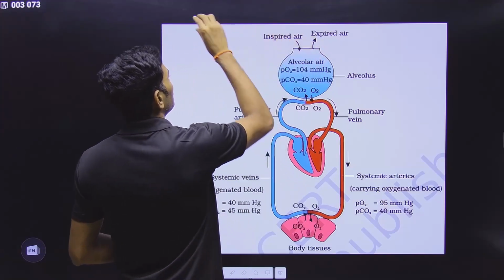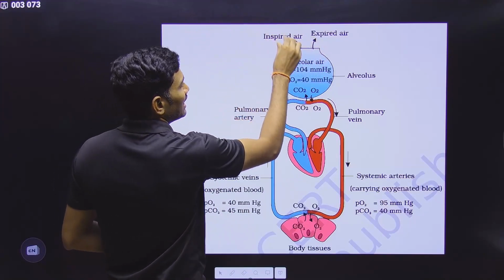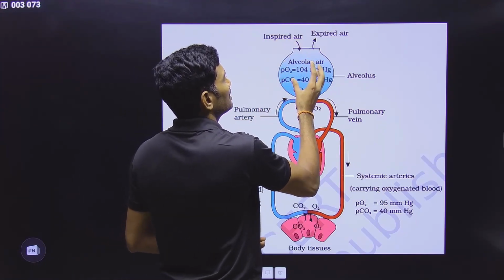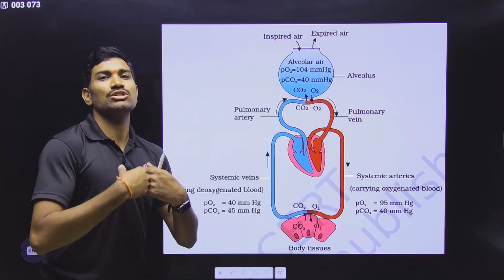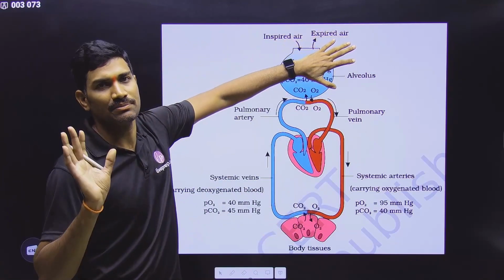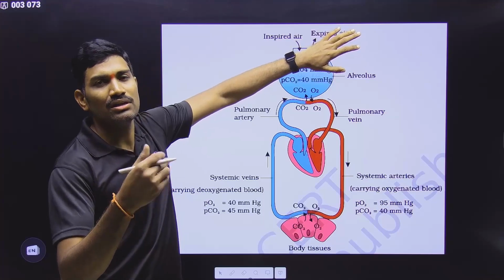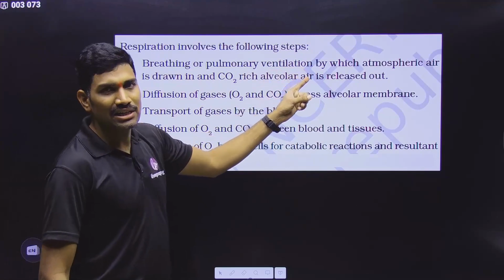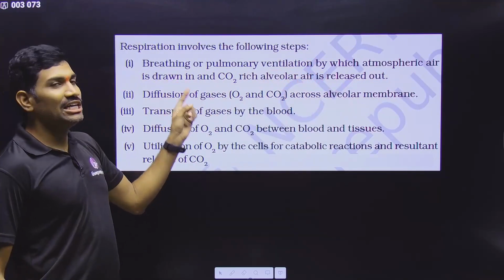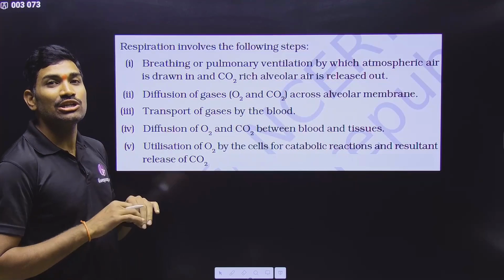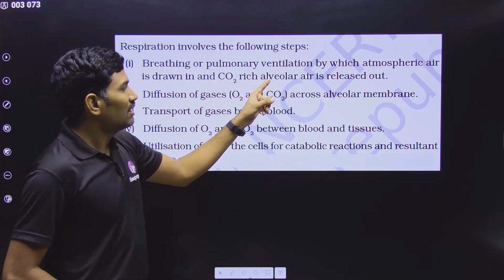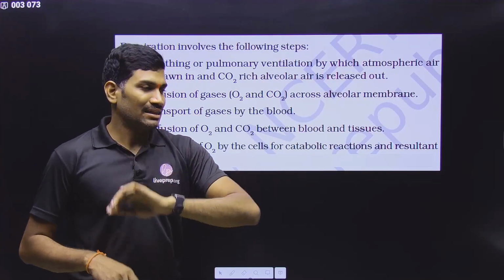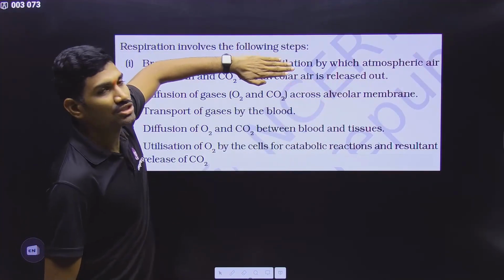So the first point is breathing. What is breathing? From the atmosphere, oxygen rich air is coming into the lungs, means alveoli, and then CO2 rich air is expired out, means released into the atmosphere. This is the first step, that is called breathing. So within breathing we are adding both expiration and inspiration. So first point, breathing or pulmonary ventilation, by which atmospheric air is drawn in, means taken into the lungs, and CO2 rich alveolar air is released out. Alveolar air has more CO2 and that will be released into the atmosphere. This is the first step of breathing.